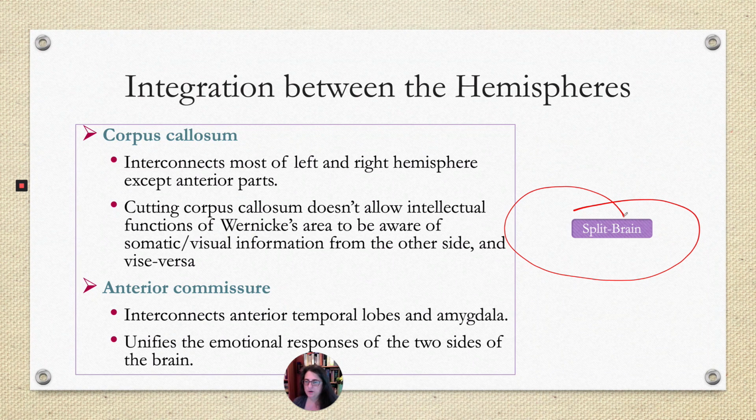The anterior commissure interconnects the anterior temporal lobes and the amygdala together, so the more anterior parts. Since a lot of those have to do with emotional things and limbic system functions, that helps to unify those activities bilaterally.